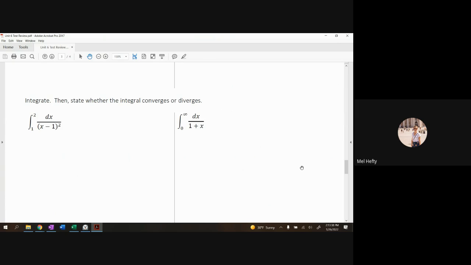I committed to rewriting my whole test this year. So these are test questions I've given in the past. These are the directions you're going to see for all of the integrals with bounds questions. It's going to say integrate. Cool, I want to get an answer.